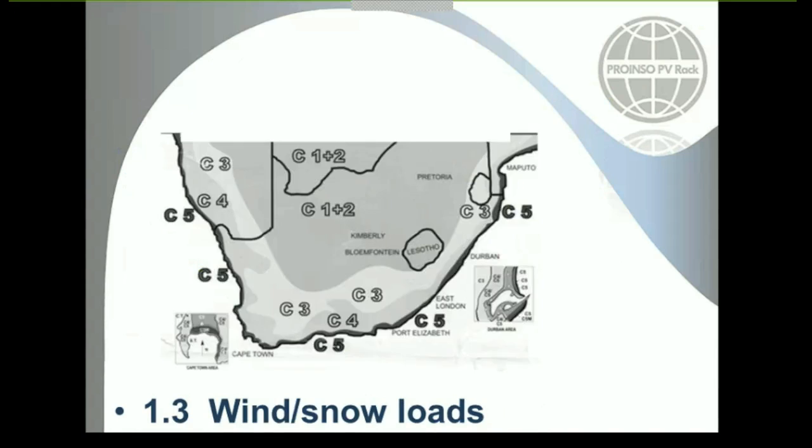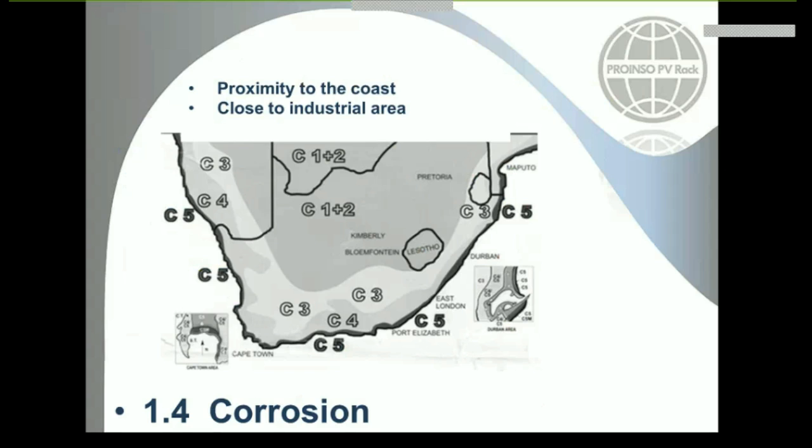Okay. So after the wind loads, let's go to the corrosion. The location as well is related to the corrosion caused to our structures. It is mainly in zones that are close to the coast and the ones close to industrial areas.